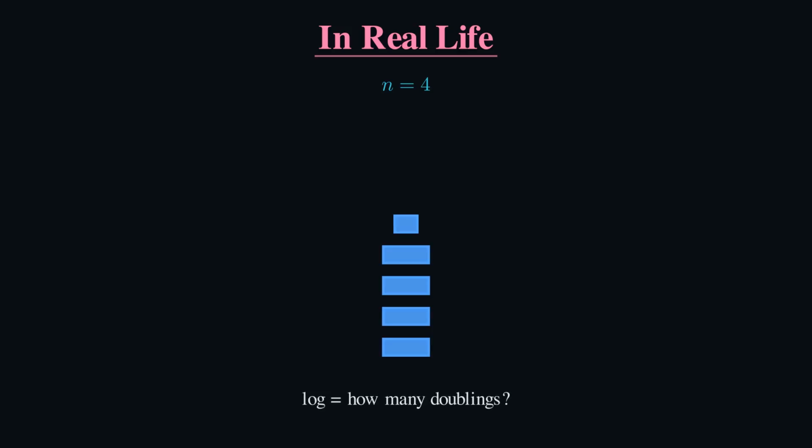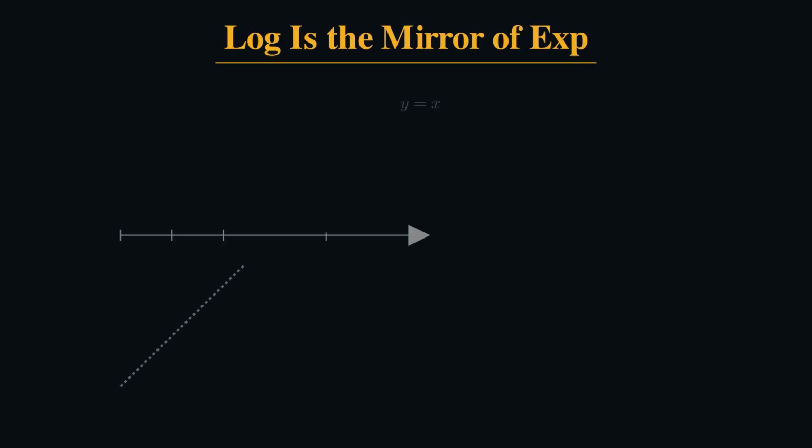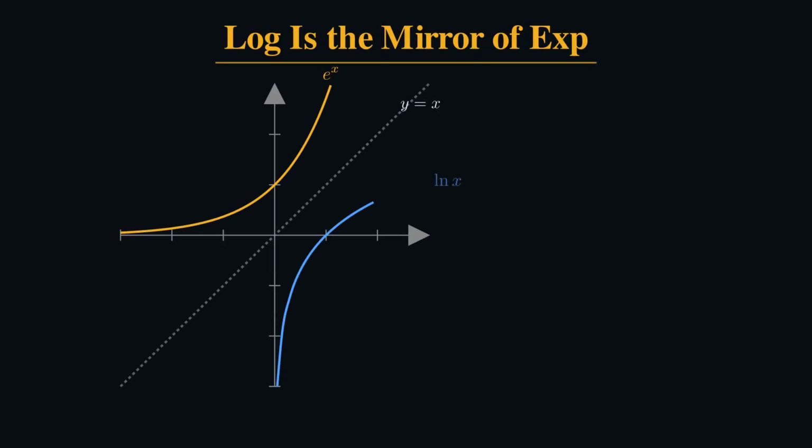If a rumor reaches 1024 people, the logarithm base 2 asks, how many doublings did it take? The answer is 10. The log is the inverse of the exponential. Because the logarithm undoes the exponential, their graphs are mirror images. Reflect e to the x across the diagonal line y equals x, and you land exactly on the natural log. Every point on the yellow curve has a twin on the blue one. Input and output simply swap.